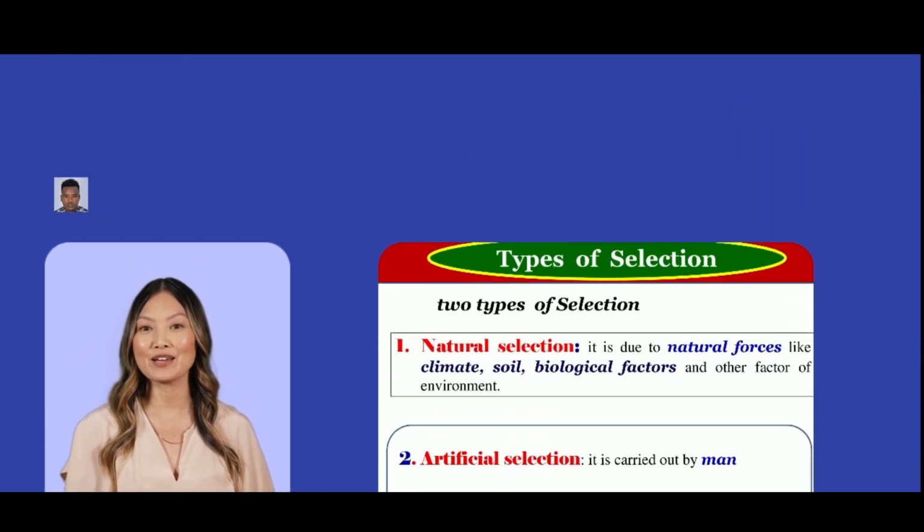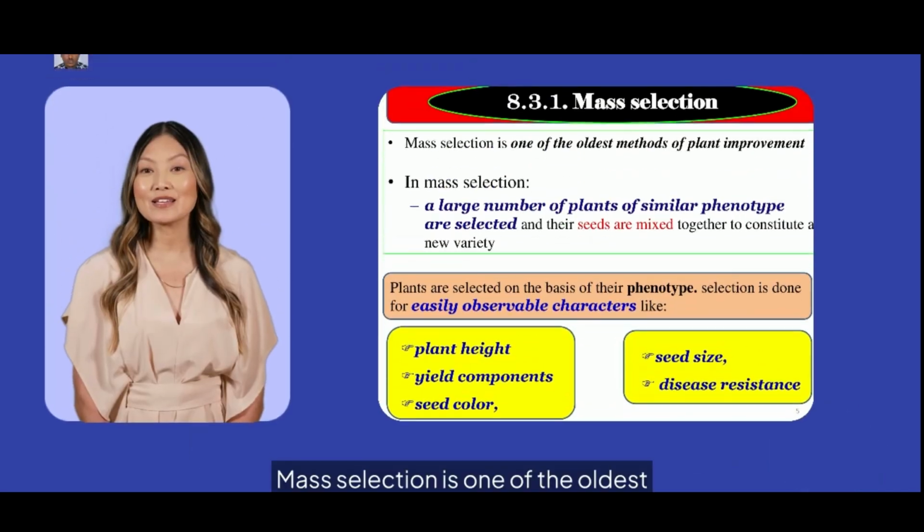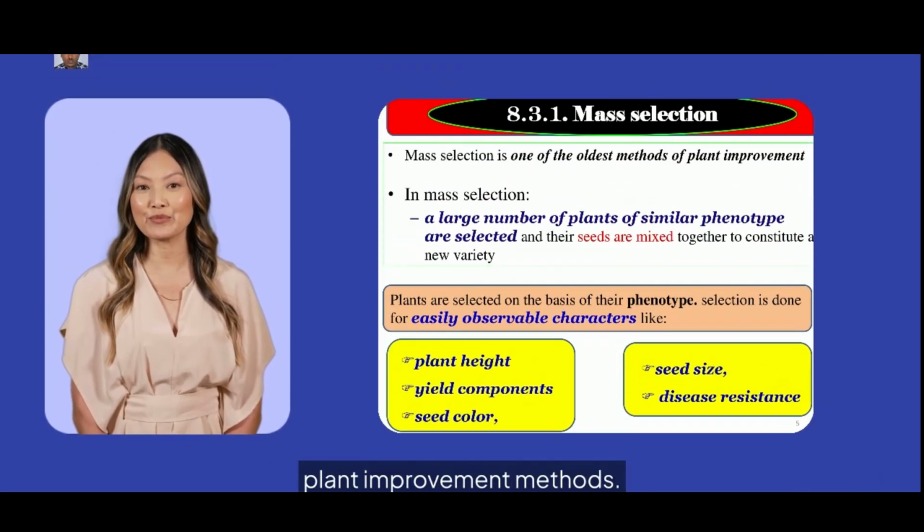in modern plant breeding. Selection methods in self-pollinated crops include identifying superior genotypes and multiplying them. Common methods are mass selection, pure line selection, pedigree breeding, backcross breeding, and bulk populations. Mass selection is one of the oldest plant improvement methods.